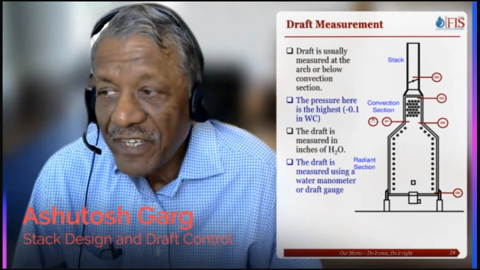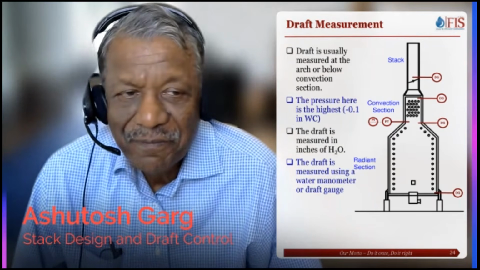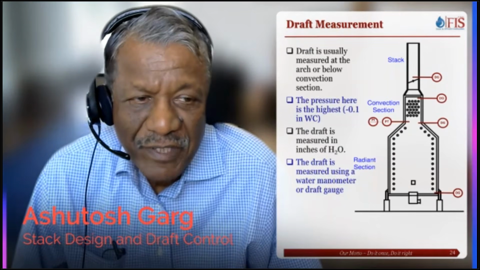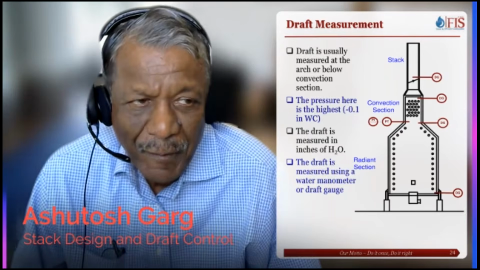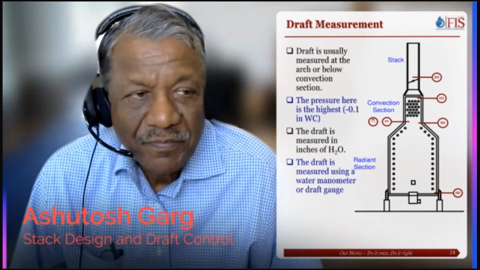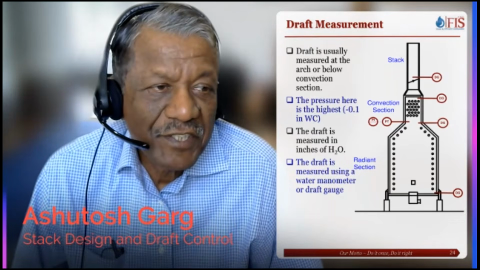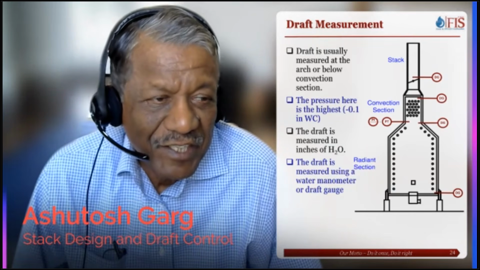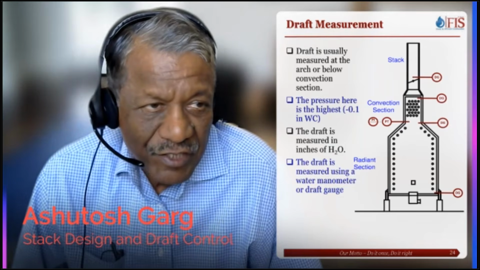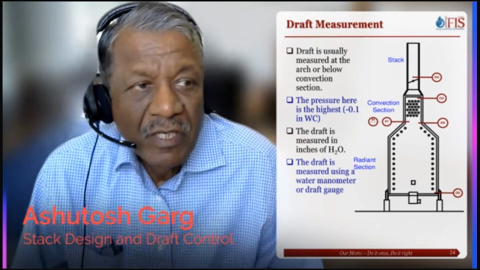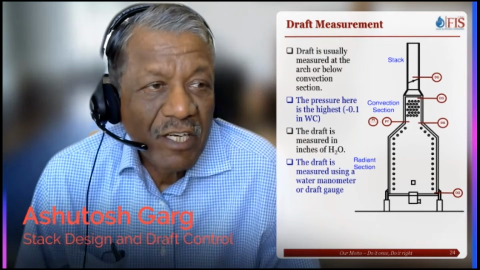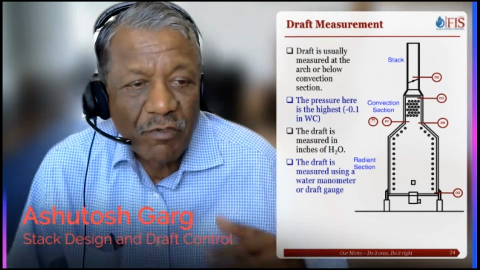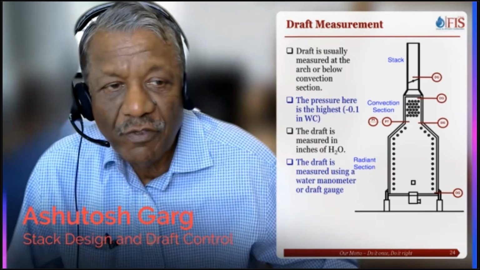Draft is very easy to measure. You can measure it using a portable draft gauge, or you can measure it using a water manometer. Our recommendation is to put at least 4 draft gauges on the fired heaters: at the heater floor, the arch, and upstream and downstream of the stack damper. Those are typically the 4 recommendations.